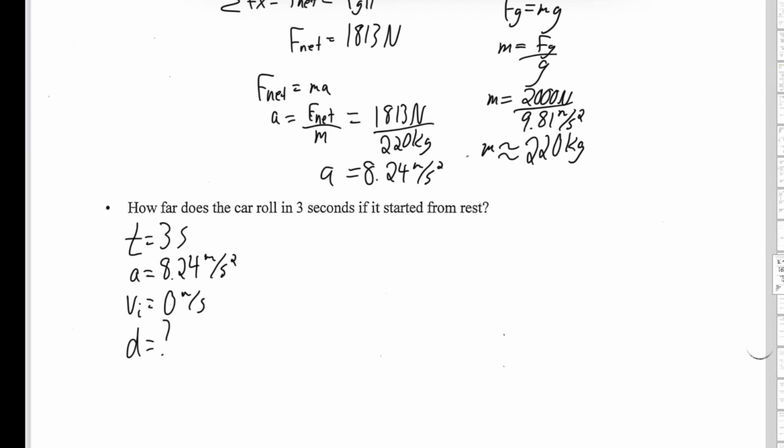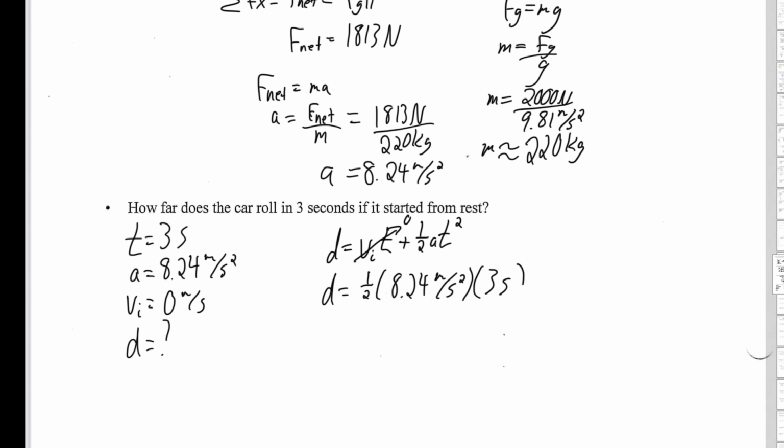So now we're going to use our kinematic formula that has d and t. So it's going to be d equals vi t plus 1/2 a t squared. Now we said vi is equal to 0, so this component will cancel out. So we get d equals 1/2. We'll plug in our a, 8.24 meters per second squared, times our time, which is 3 seconds squared. And when we plug this all into our calculator, we will find that it is equal to 37.1 meters.